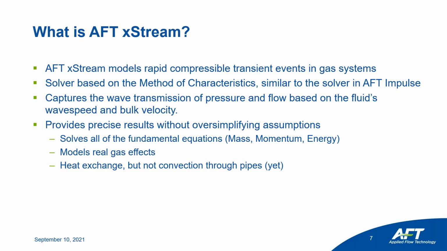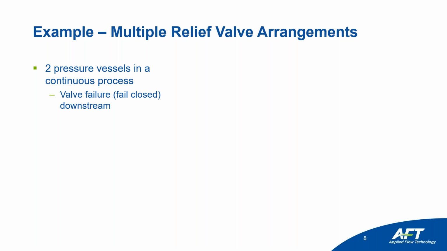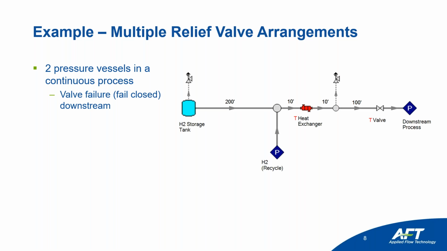There's no convection through pipes in this first iteration. We've just done heat exchange through heat exchangers, which you might have caught a glimpse of when I pulled up our example system. You'll see it in a bit. Okay, so let's go through that first example, multiple relief valve arrangements. We have two pressure vessels in a continuous process. There is valve failure downstream, and it fails closed. So it just shuts off. That is the valve we're talking about.